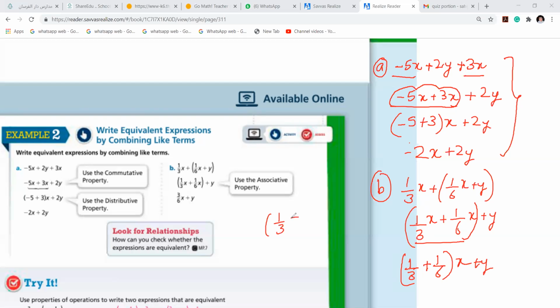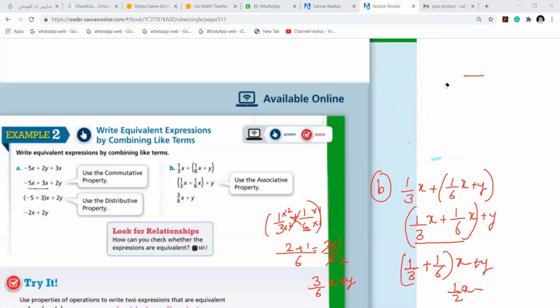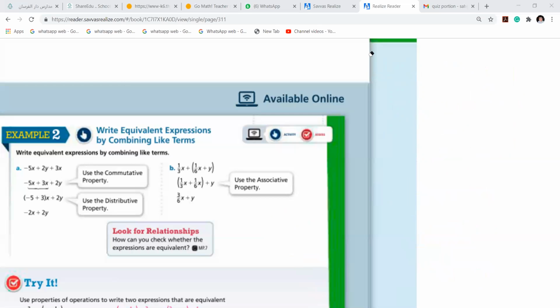Now when I add 1 over 3 and 1 over 6, remember how to add this? Cross multiplication, remember? Or take the LCM. They both come in the same table. Multiply 2, multiply 2, multiply 1, multiply 1, 2 plus 1. I get 3 over 6. That is half. So I get half x or 3 over 6 x plus y. You can even simplify if you like. Done? You don't have to copy all this, but you have to understand.